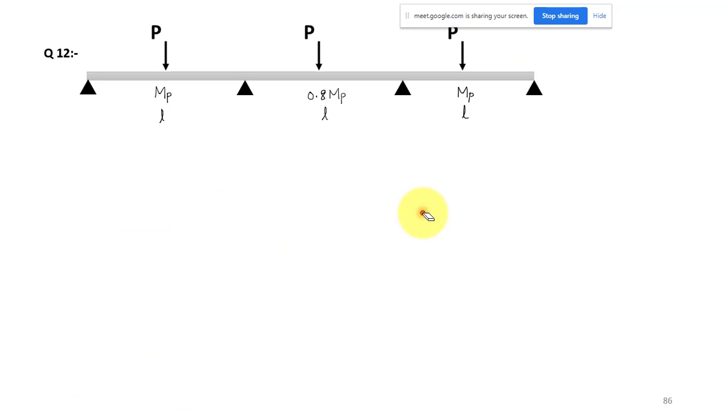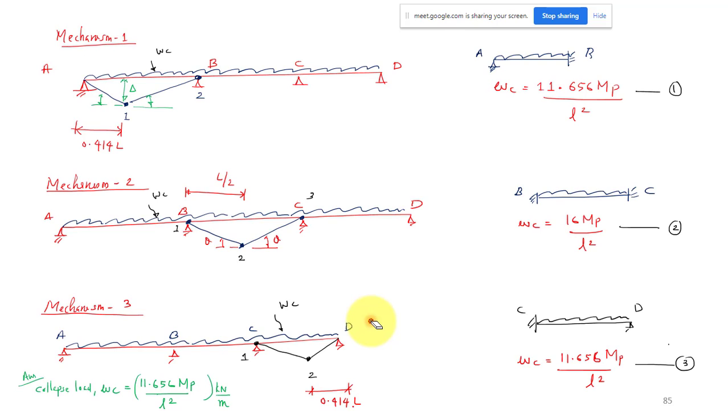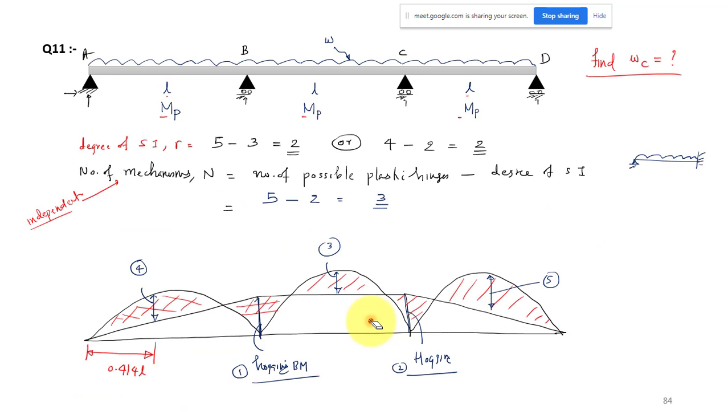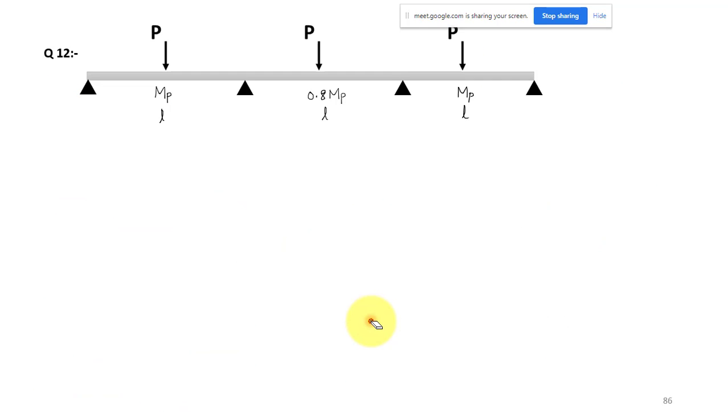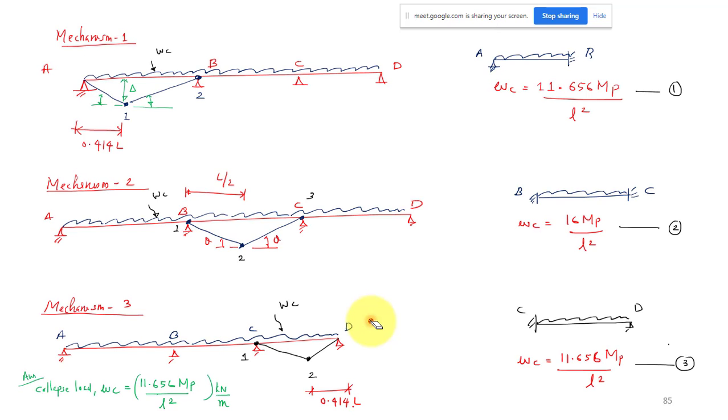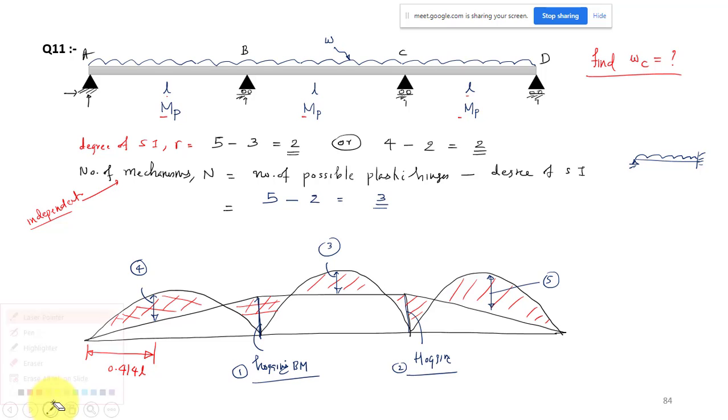In this question we'll have that condition, so we'll discuss that. This span is having a different MB. Do you have any doubt in this question? So these are the three mechanisms. Out of three, you have to choose the least value, that will be the collapse load, the least value among all.